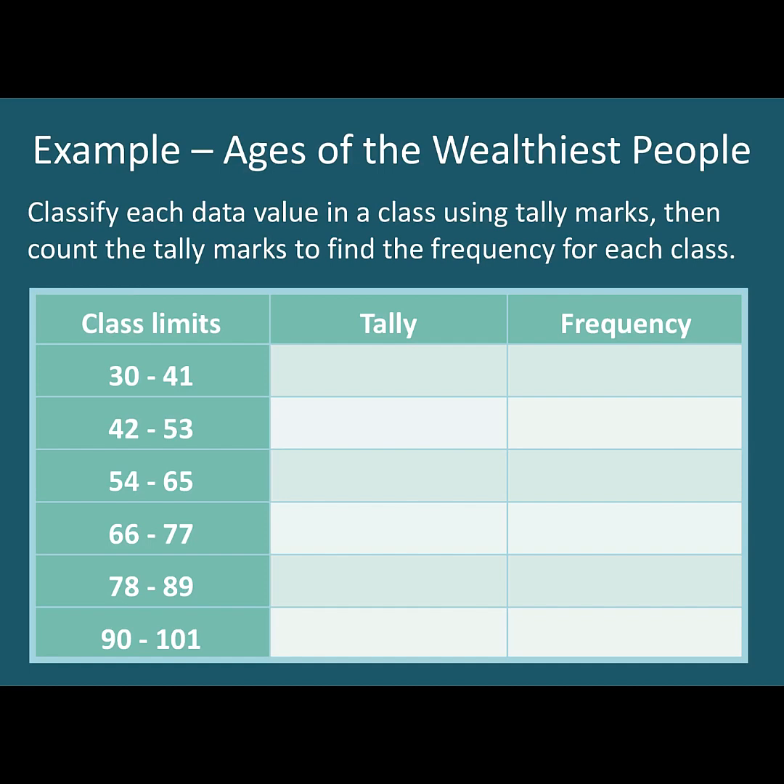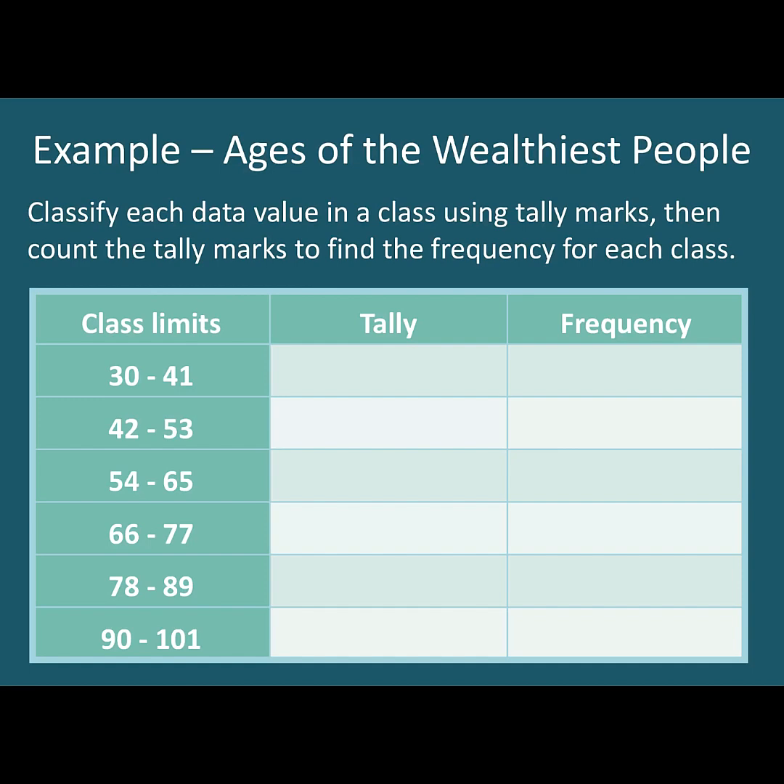Notice that my class limits are from 30 to 41, then 42 to 53, then 54 to 65, and so on. This is done on purpose so that we can cover every number in the range and clearly tally based on the number of data values in the table.